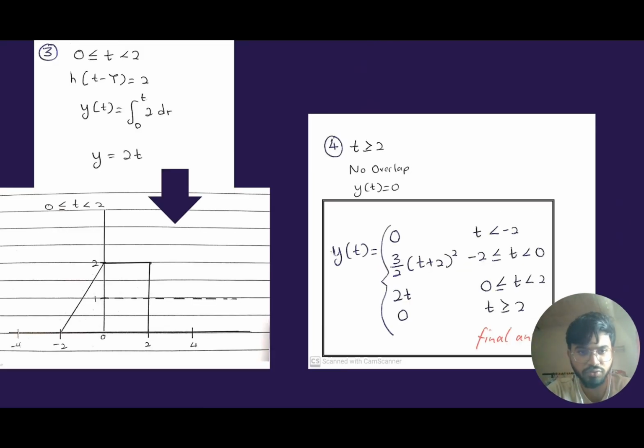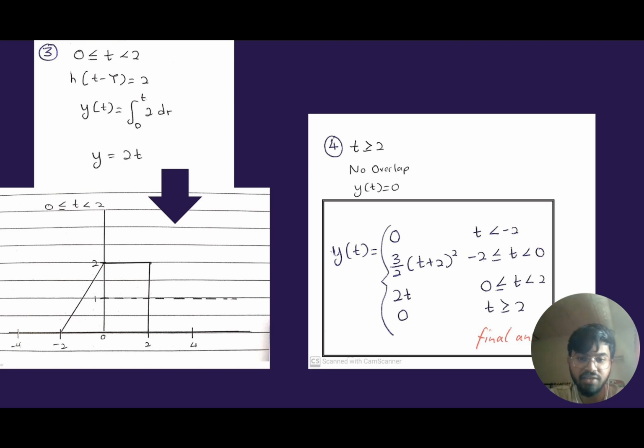Next, we are going to see case 3 and case 4. In case 3, the overlap occurs in the constant section of h(t minus tau). The convolution result is y equal to 2t as shown in the graph, that is the overlapping region. And in case 4, t greater than or equal to 2, there is no overlap, so y(t) is equal to 0.